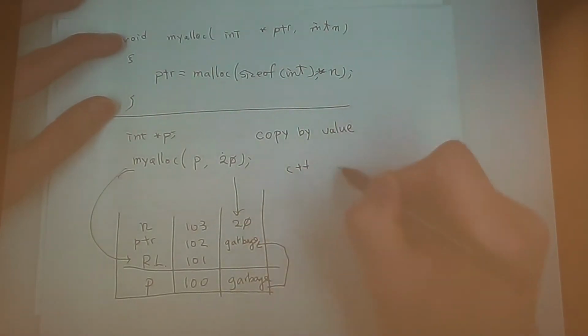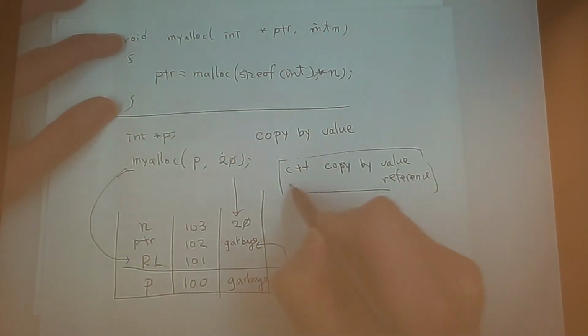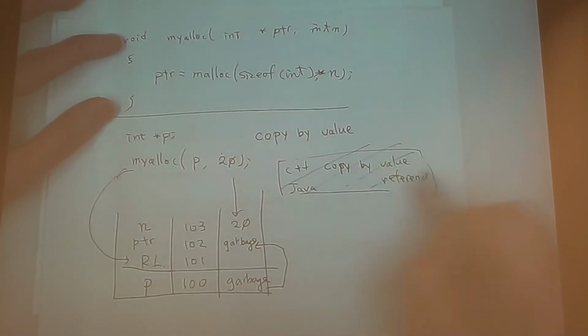C++ has copy by variable and copy by reference. C++ does that, and Java. C does not. C has only copy by variable, means you copy the variable here when you call a function.